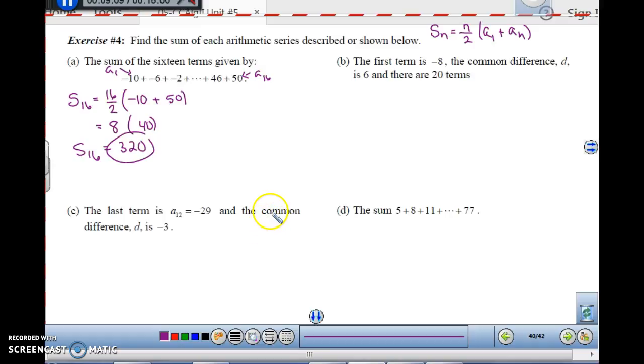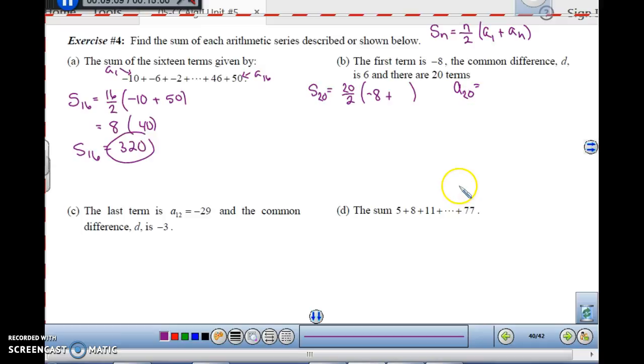Okay, now let's see what we can do for this one. The first term is -8, the common difference d is 6, and there are 20 terms. Okay, so we are looking for the sum of 20 terms. So n is going to be 20. All right, so 20 divided by 2. We know the first term is -8. Okay, problem. Do we know the last term? No, we don't. We need to know the 20th term of the sequence. All right, so we need to find a of 20.